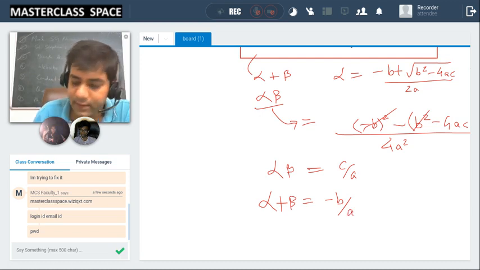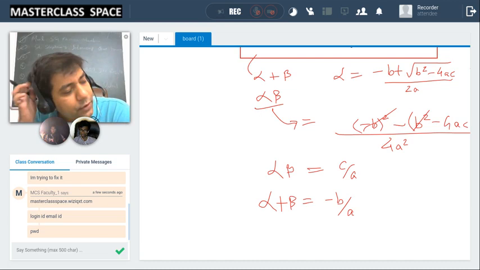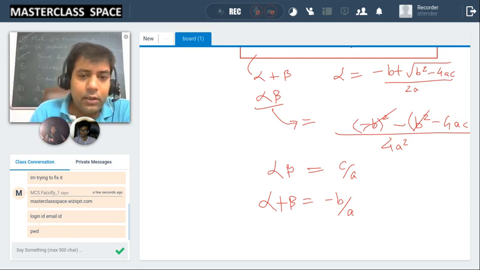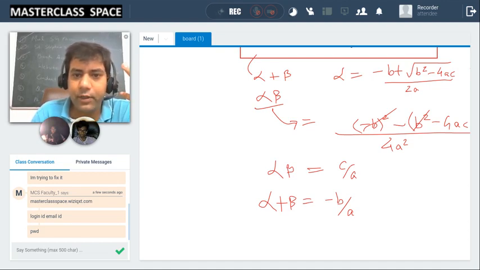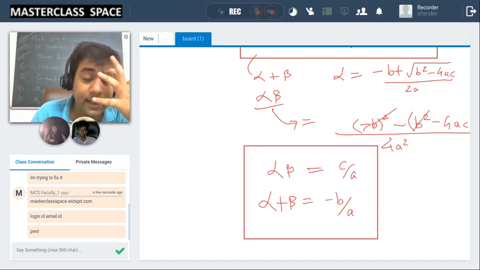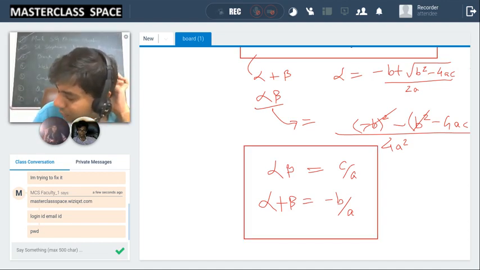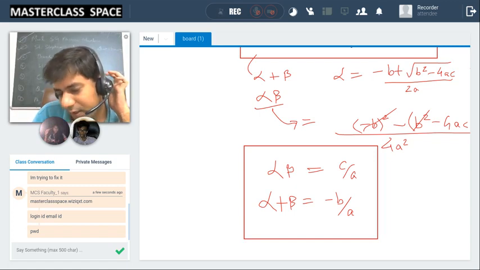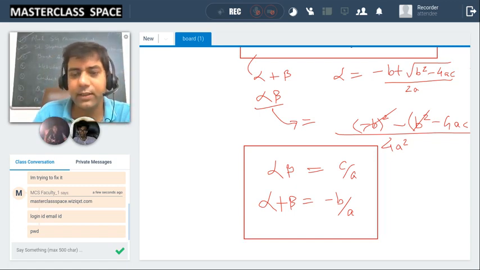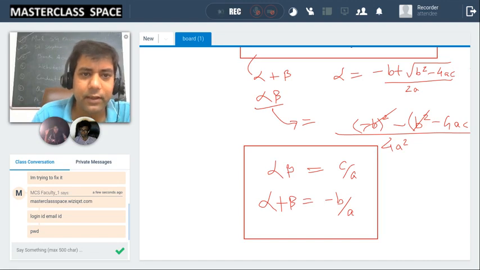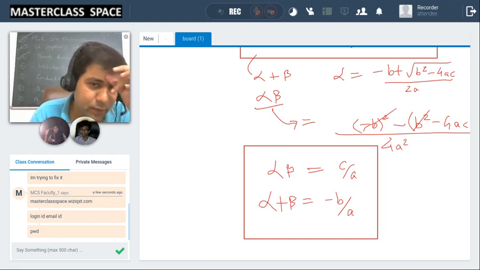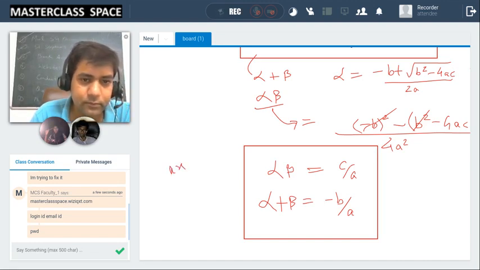Actually, I am telling this derivation. You will never be asked for the derivation, but it is very much important. These things are quite important. You must remember this one. Otherwise, what you will be doing is factorizing and then adding the values to get the sum of the roots and product of the roots. You can do it directly if you have an equation. And this is for which equation? You must remember ax square plus bx plus c. Got it?